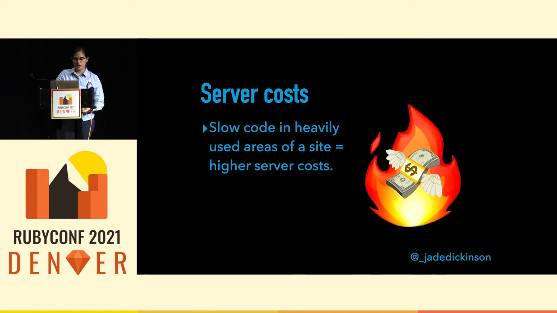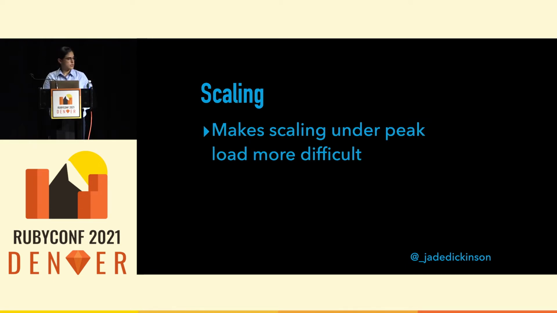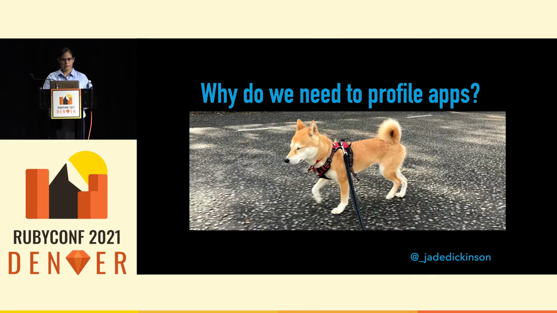Cool. So the next thing that performance is relevant for is server costs. So if you have slow code in more heavily used areas of your site, then naturally you're going to have higher server costs. So if you can make that code faster, then the impact will be to lower those costs. As well as this, if you have performance problems in your system, then eventually under peak traffic, peak load, you're going to have errors. I'm going to talk more about this in the second half of this workshop. At this point, I just want you to bear this in mind, basically.